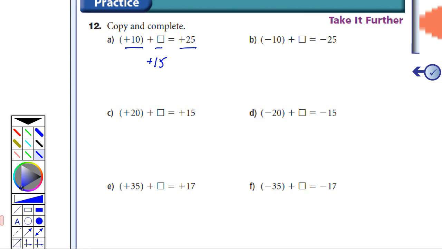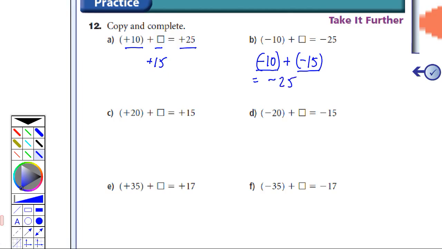Minus 10 plus some number is minus 25. Well, minus 10 is below 0. To get another 15 below 0, we're going to have to take off another 15. So let's see if that works. Minus 10 plus minus 15. Is that going to give me minus 25? Well, it will, because minus 10 is 10 to the left of 0. And if I go 15 more, that's going to give me minus 25. So that works for that one there.